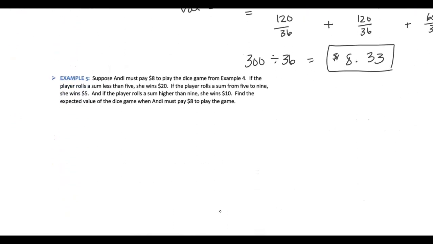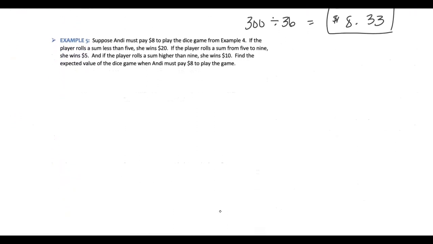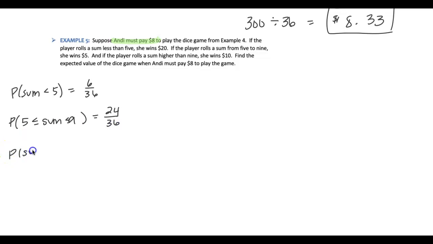Let's try example 5. What if we use that same scenario of the dice game, but now Andy has to pay $8 to play the game? How does that change our expected value? The probability of a sum less than 5 would still be the same, 6 out of 36. The probability that the sum is between 5 and 9 would also stay the same, 24 out of 36. And the probability that the sum is greater than 9 would stay 6 out of 36. What's changing is the value.